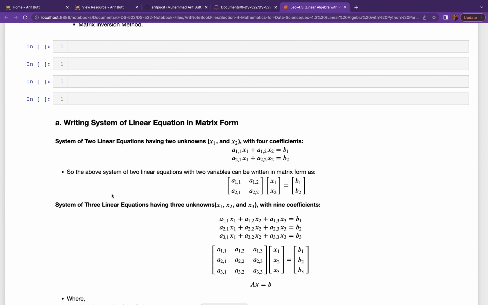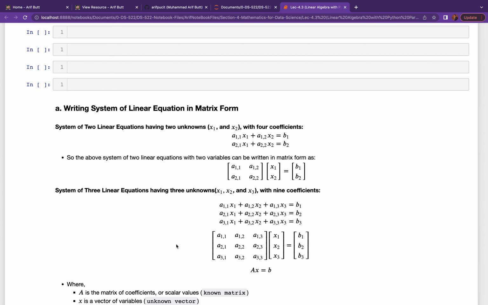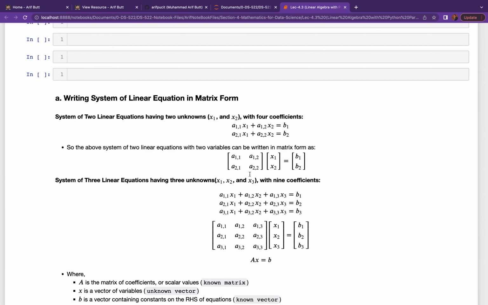But before proceeding, let us understand how to represent a system of linear equations in the form of a matrix equation, that is Ax = B. So, a system of two linear equations having two unknowns. Let's suppose these are the two equations. We can write them like this. So the coefficients are written over here as a 2 by 2 matrix. These are the unknowns x1, x2, two variables, and these are the output variables b1, b2.